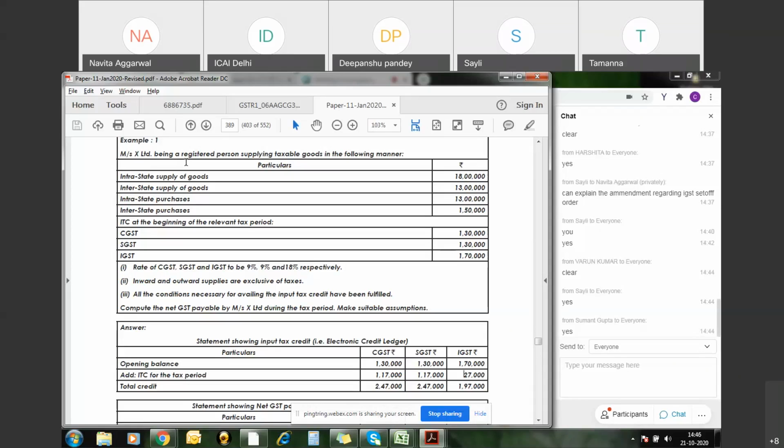Now there are certain notes. Assumptions are given that the rates of CGST, SGST, IGST are to be 9%, 9% and 18% respectively. Inward and outward supplies are exclusive of taxes. What is the understanding of point number B? What is the understanding?